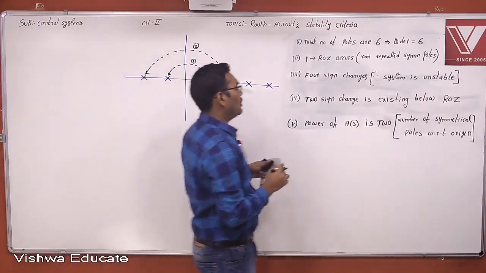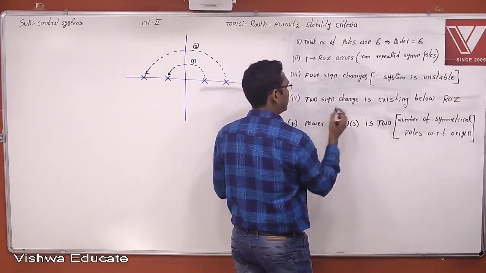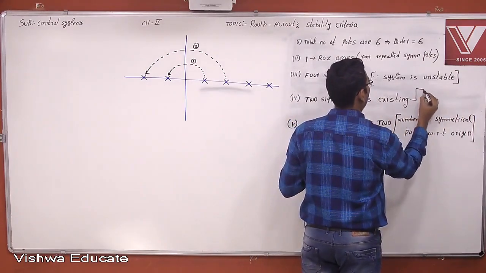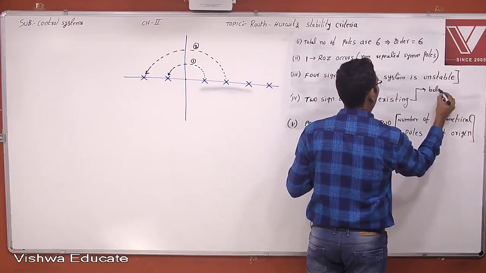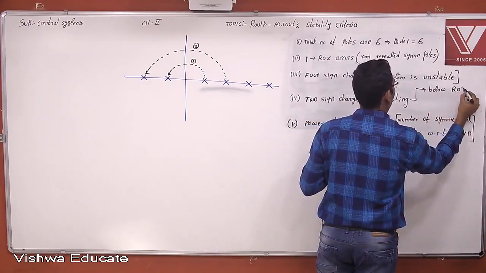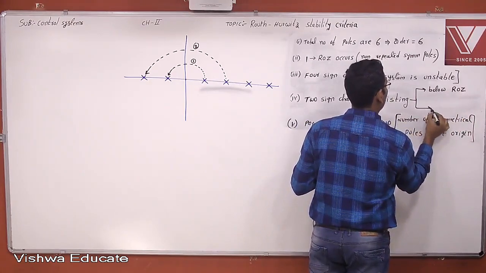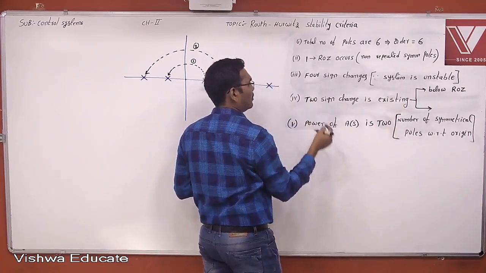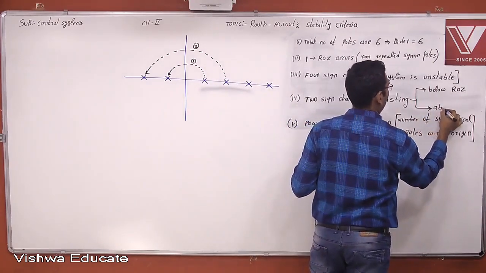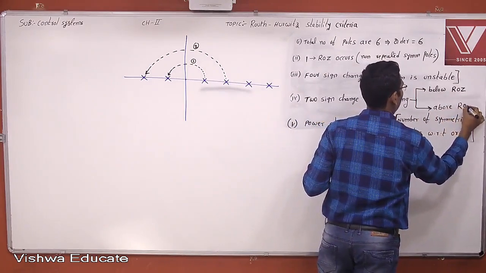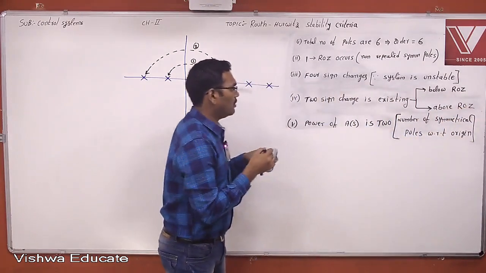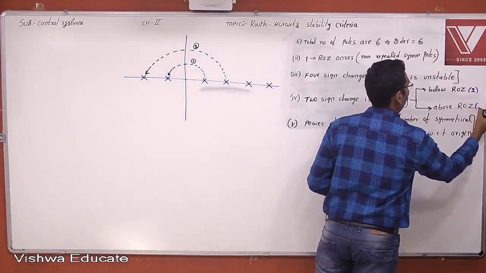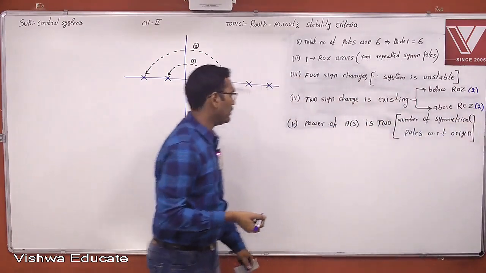Therefore, again the 2 sign changes exist below ROZ, and the remaining 2 sign changes. Because the total is 4, out of 4, 2 sign changes are below ROZ and 2 sign changes are above ROZ. So out of 4, 2 are below ROZ and 2 are above ROZ. Clear or not? Yes. Next.